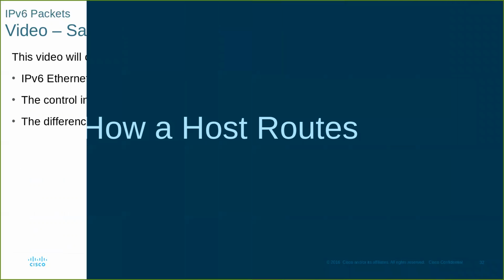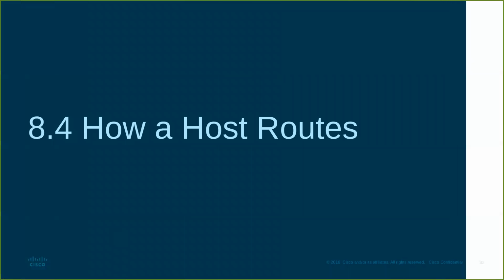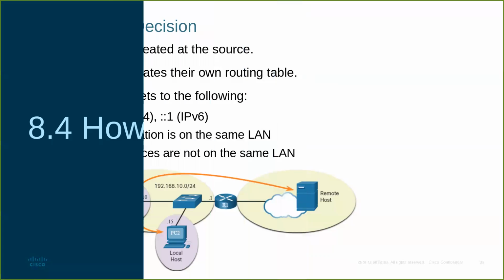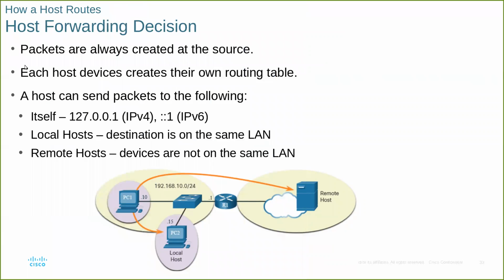Okay, now let's go to how a host routes. These are very important, so you have to pay attention here. Host forwarding decision: how does a host forward packets from itself to a destination? First, packets are always created at the source. Assuming PC1 is the source, the packet is created. Each host device has its own routing table.